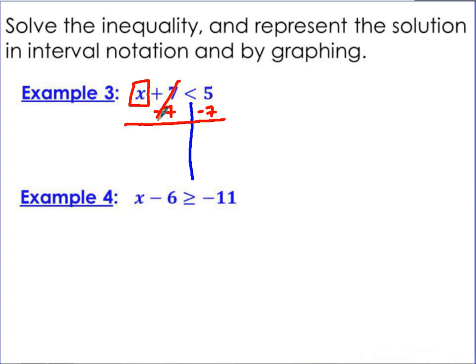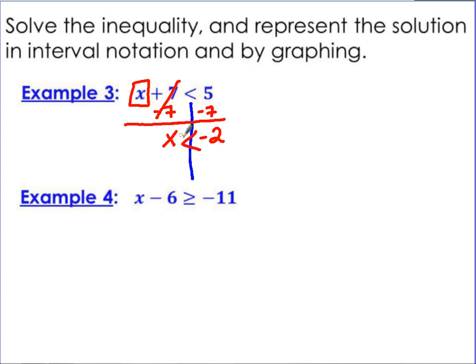When I subtract 7, this cancels, or goes to 0, and I'm left with x only on this side. And on this side, I get 5 minus 7, which is negative 2. Now, if you remember back in middle school, the sign flips only when you multiply or divide by a negative number. So since I haven't done either one of those things, my sign stays the same, and I am finished. This is the answer to my question.